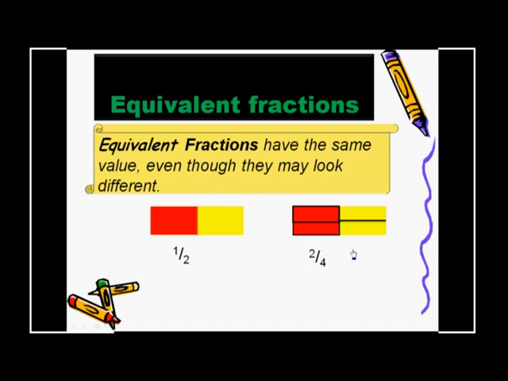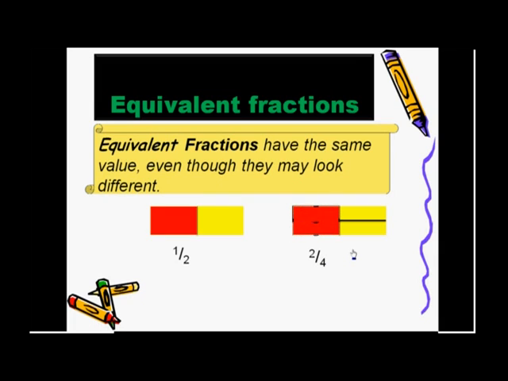Now look carefully what happens. Good, you realize they're the same size? So 2 out of 4 has the same value as a half, but they look different because what? They have different denominators and different numerators. So they look different, but they're the same value.